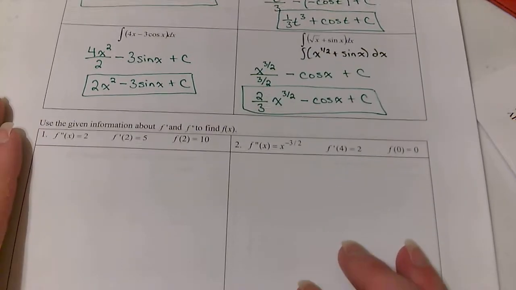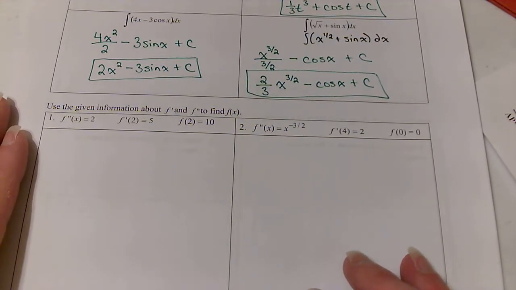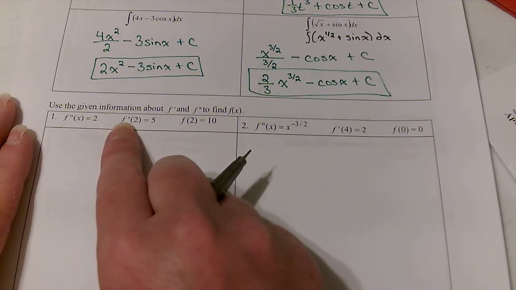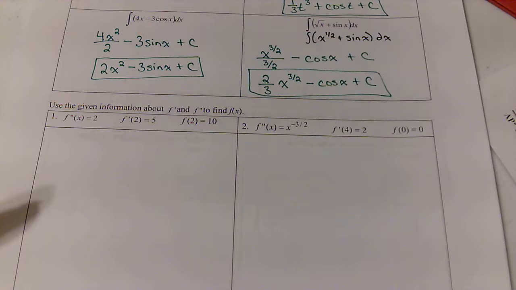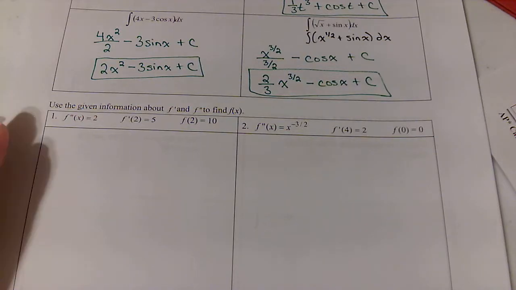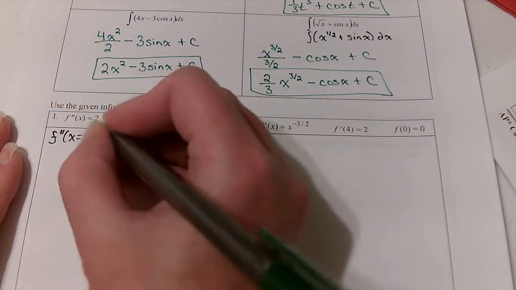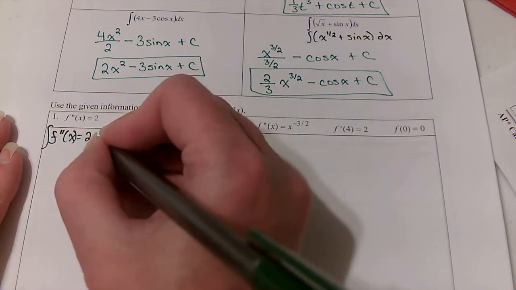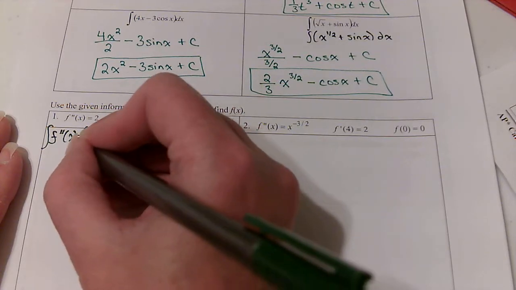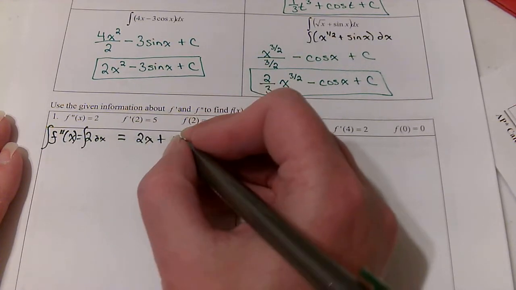Now sometimes they give us a little bit more information, which makes it awfully helpful. This one gives me information about the second derivative, the first derivative, and the original function. And we're trying to find f of x. Since we're working backwards, let's start with the second derivative and work back all the way to the original. The second derivative is 2. So if I take the antiderivative of that, with respect to x, that's going to give me 2x plus some c.